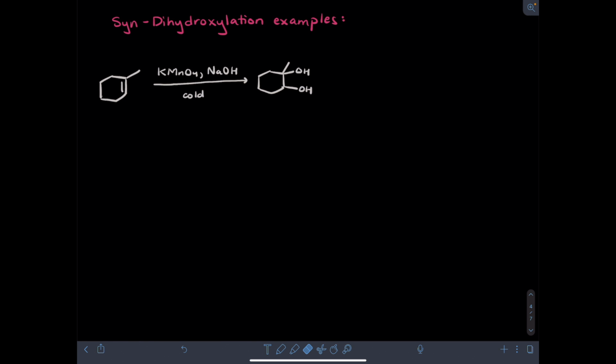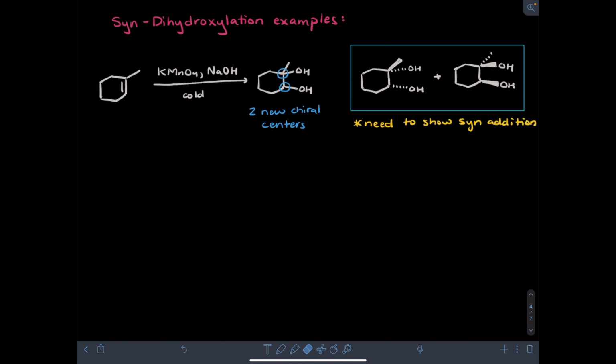Here I've initially drawn the product without showing stereochemistry, and now I need to determine if I've generated any new chiral centers. These 2 carbons that had OH groups added to them are both new chiral centers. When this is the case, you need to show that syn addition of the OH groups has occurred. Here you would draw 2 products, one where both OH groups are dashed, and one where both OH groups are wedged. Notice that in these products, the methyl group is present either as a wedge or a dash.